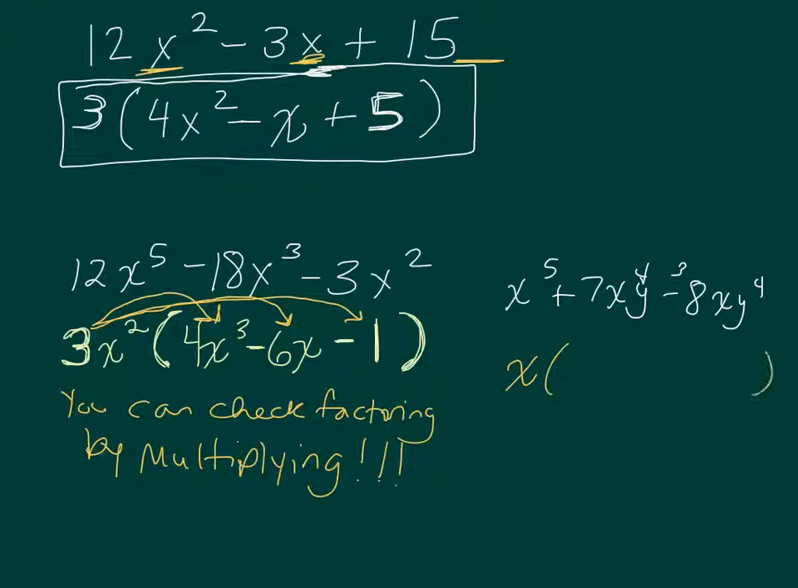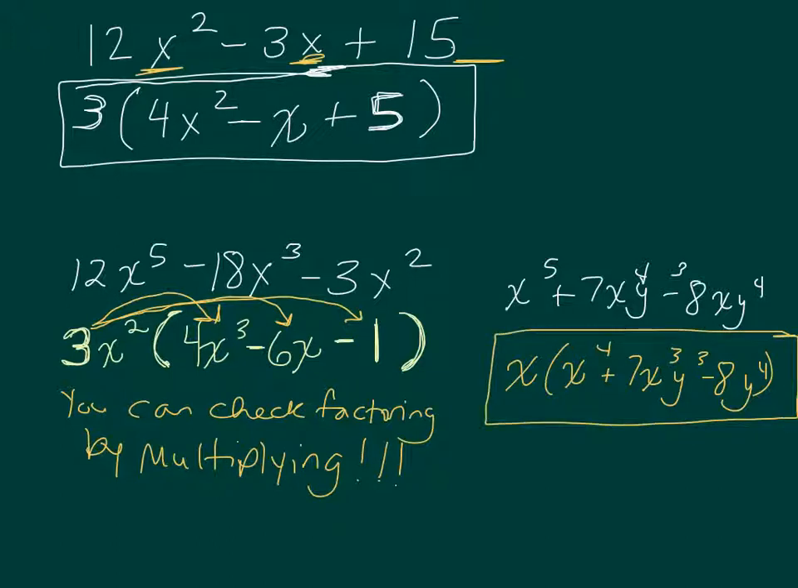So in parentheses, I had 5 x's, I took 1 out, so I'm left with 4. I don't change the number at all. I had 4 x's, but I took 1 out, so I'm left with 3, and I have y to the third. Minus 8. I have an x, I took it out, so I'm just left with 8y to the fourth. And that's the full factored form.